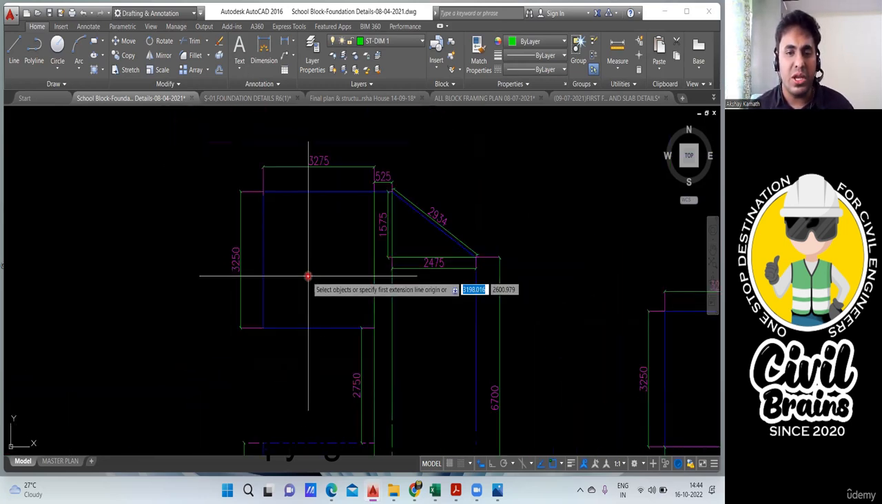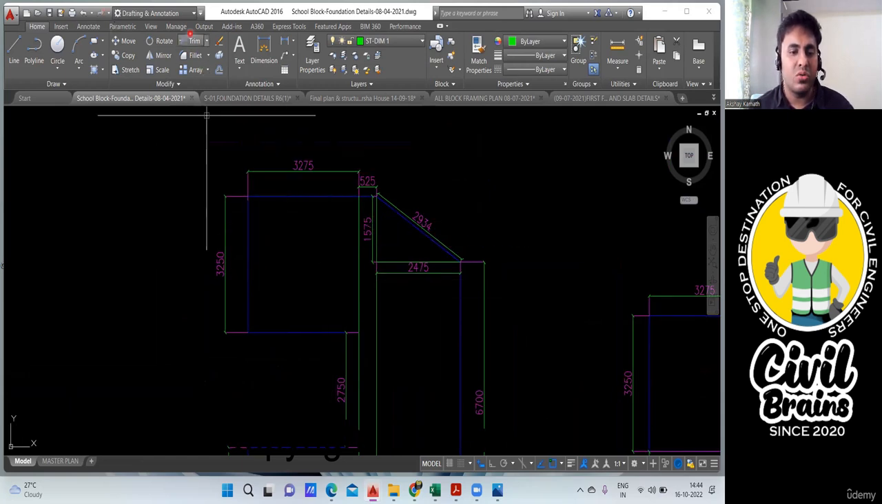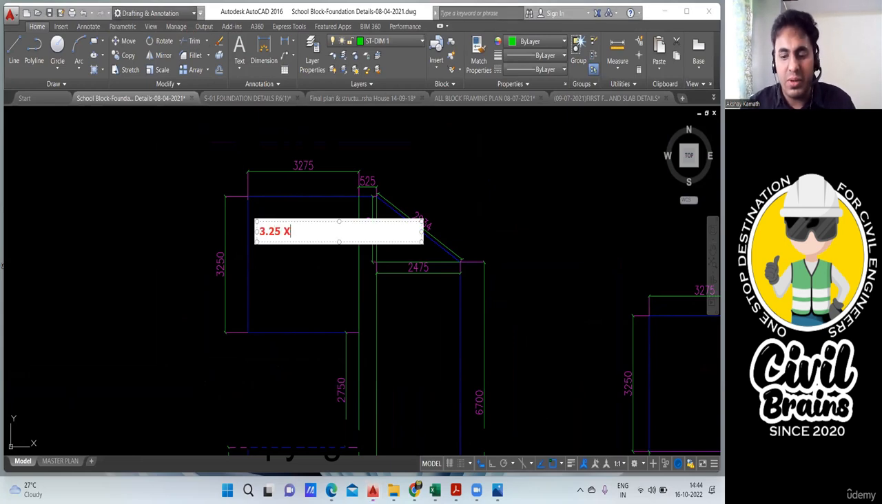So this area you find, this area I want. How will you find it? Quickly try to write it. That is 3.25 multiplied by 3.275. This is the answer I should get. 3.25 multiplied by 3.275, so it is 10.64. Okay, this area is 10.64.